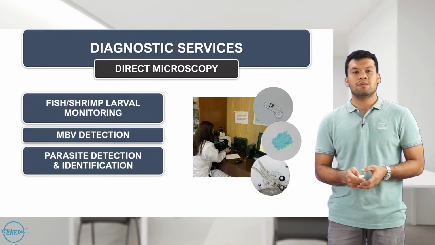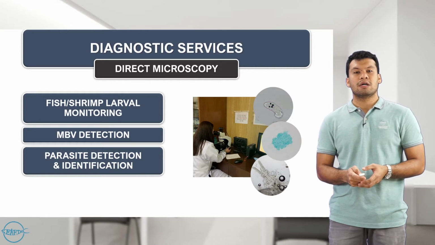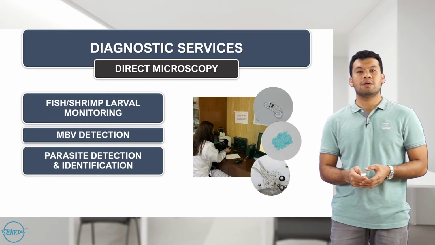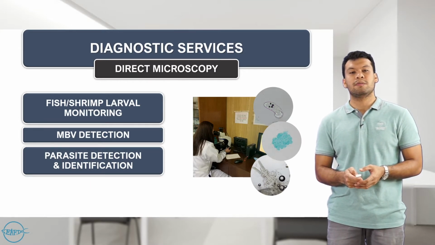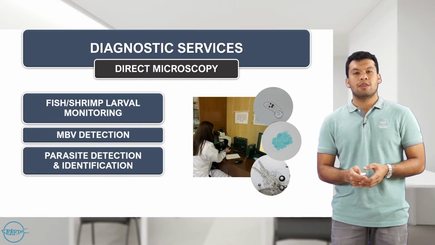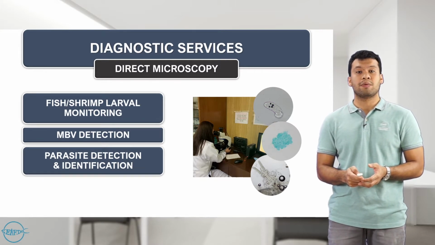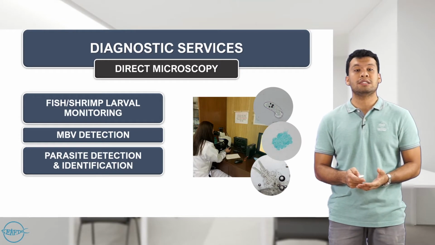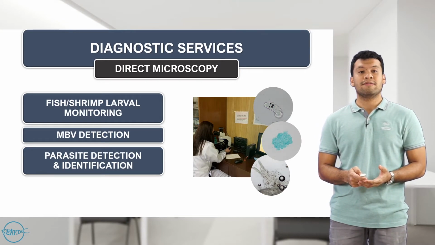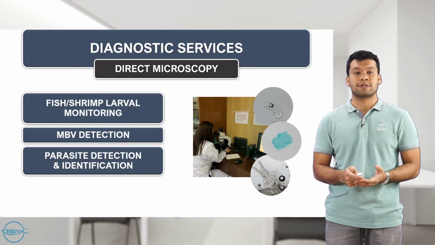So we dissect the hepatopancreas of the shrimp, and then we fix that with malachite green, and we do direct microscopy to check for the different inclusion bodies present in the sample. By the way, these inclusion bodies are part of the infection of your monodon baculovirus in the shrimp.